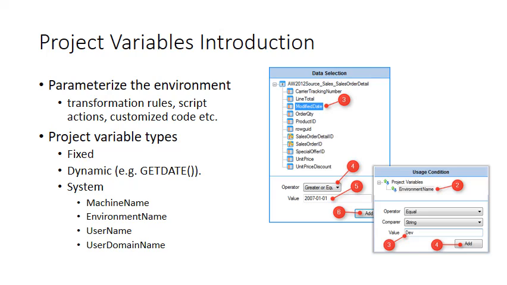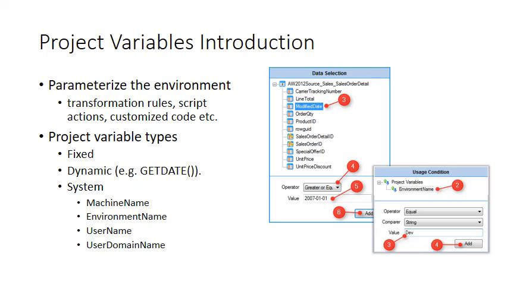The two project variable types that you would need are a dynamic variable that lets you know what today's date is, so you would use a getDate variable, and then a system variable that lets you identify the environment name. So just to step through how this would look, on your data selection, at your data source, you would create a data selection rule that says, I only want to extract data where the modified date is greater than, and here's where you would put your get date.